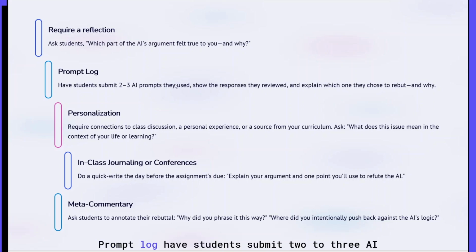Two, prompt log. Have students submit 2 to 3 AI prompts they use, show the responses they reviewed, and explain which one they chose to review and why. Now you're assessing their journey, not just the outcome. Three, personalization. Require connections to class discussions, a personal experience, or a source from your curriculum. Ask students, what does this issue mean in the context of your life or learning? If it's missing that, it's obvious it came from artificial intelligence.